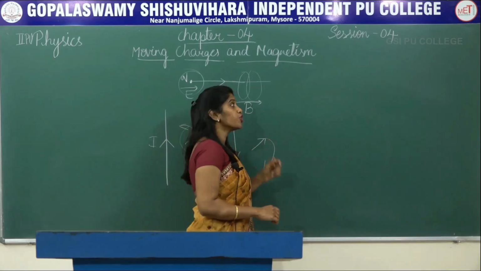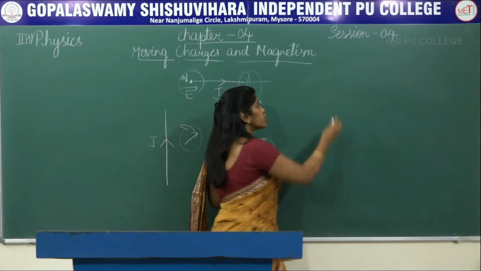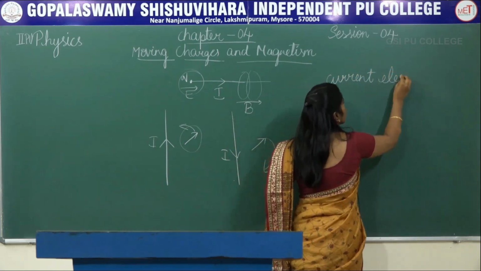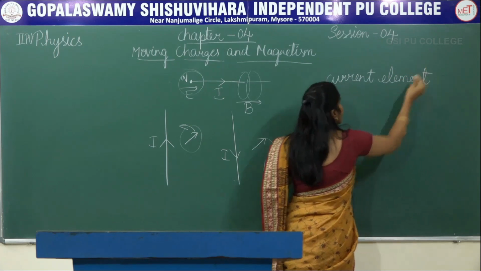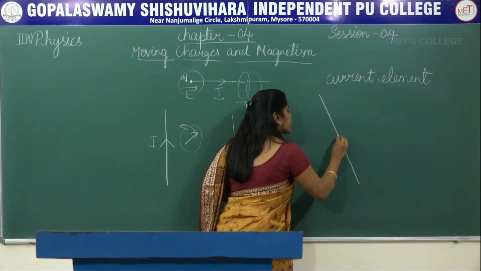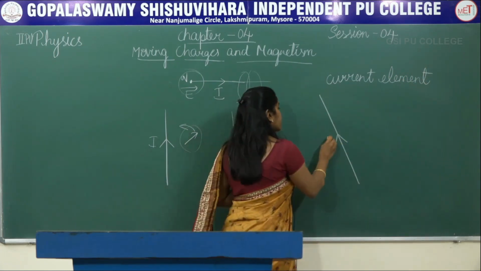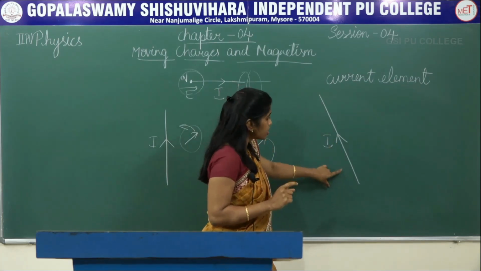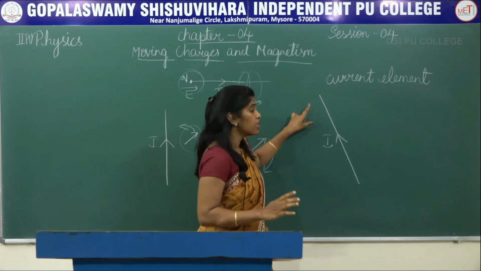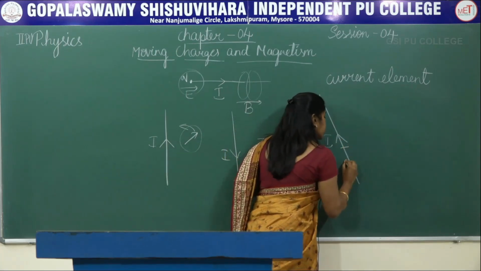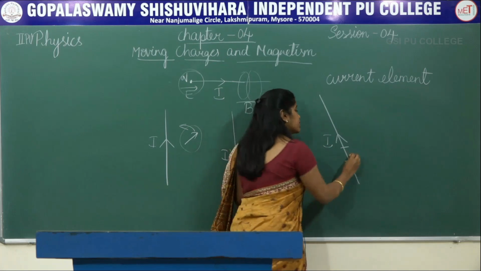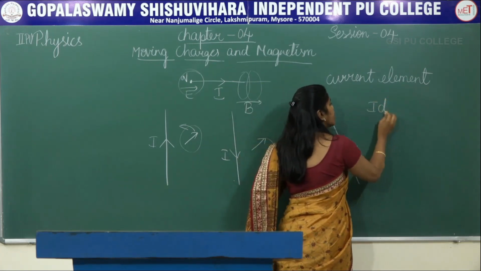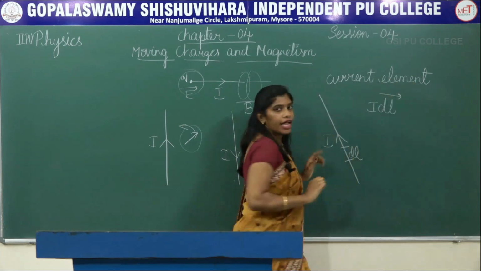And here I am going to introduce you to a new quantity which is called the current element. Let me consider a current carrying conductor I, and this is the direction of the current. Now I am going to consider a small element here which is dl. Then I into dl is nothing but the current element.